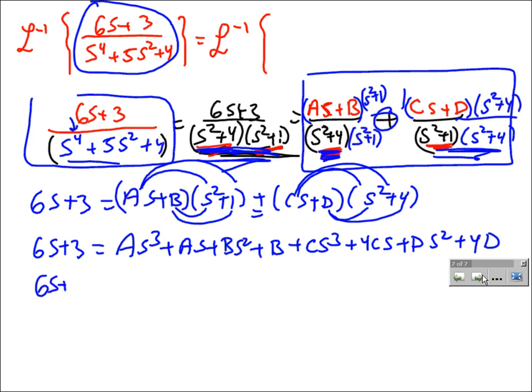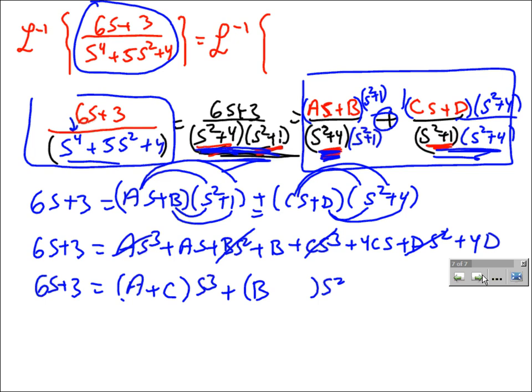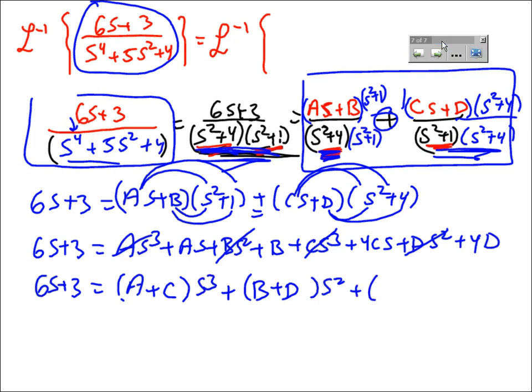Combining like terms on the left side. How many s cubes do I have? Well, I have a of them, and I'm adding c. How many s squares do I have? Well, I have b of them, and I'm adding d. How many s's do I have? Well, I have a s's, and I'm adding 4c more s's. And the constant is b plus 4d.